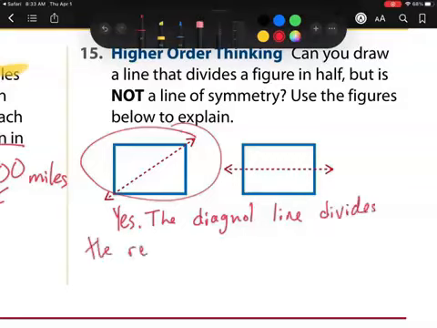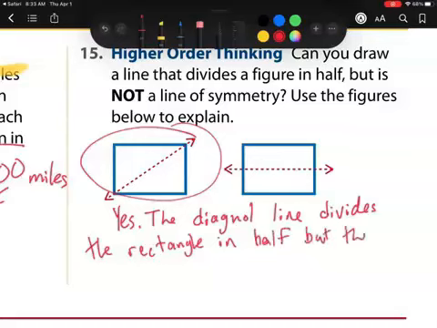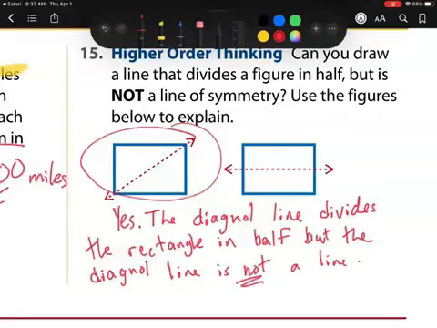divides the rectangle in half, but the diagonal line is not a line of symmetry.